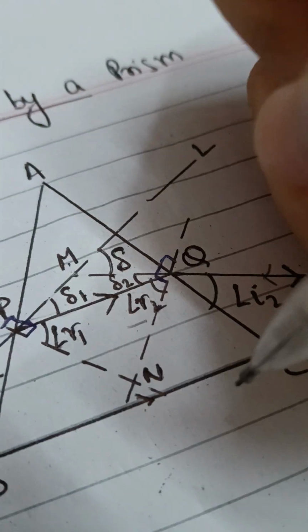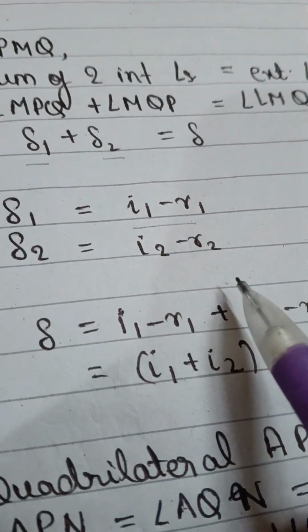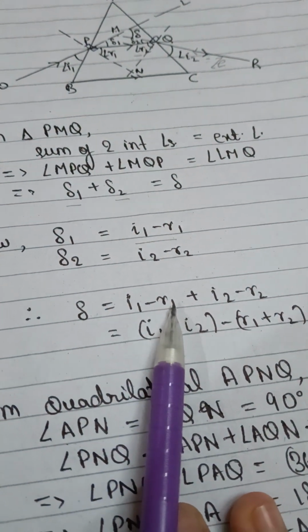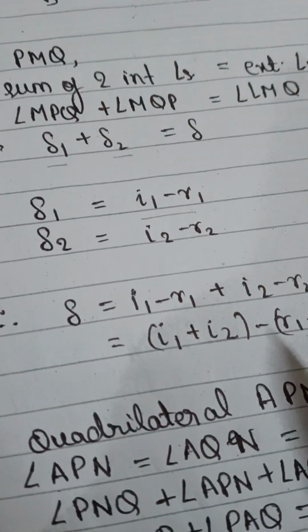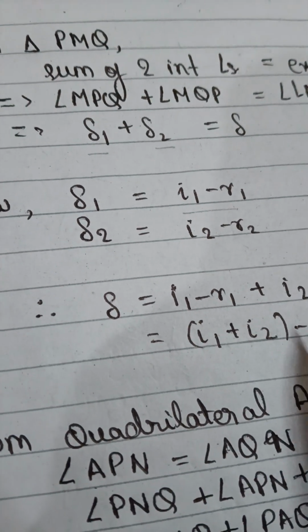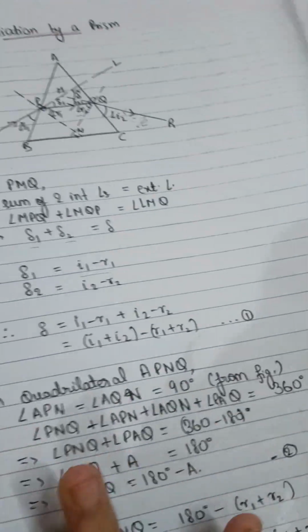So the angle of deviation 2 can also be written as I2 minus R2, as I have written it here. Just substitute the values from here. This is substituted to this. We are rearranging it. I1 plus I2 minus R1 minus R2 can be written as minus, and in brackets R1 plus R2. This is the first equation.